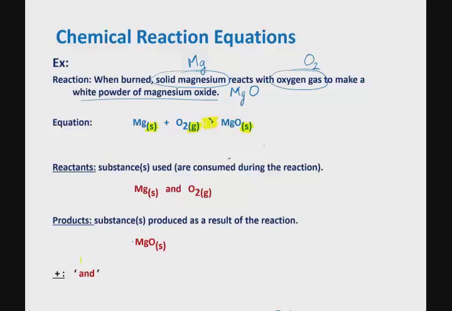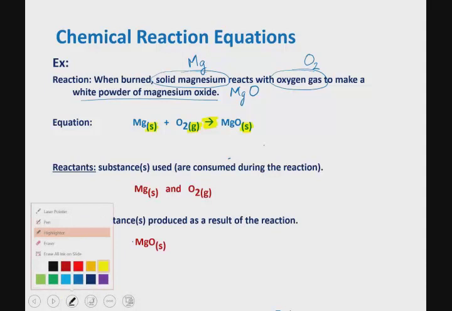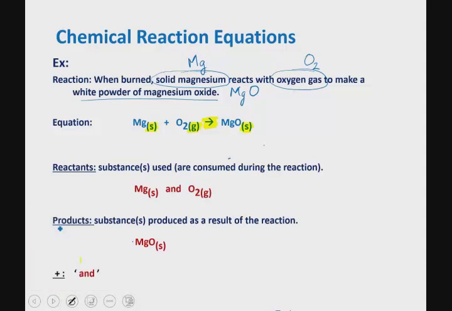The arrow indicates the direction of the change. The reactants will always be on the tail end of the arrow, and the products will always be on the head end of the arrow. So the arrow gives us the direction of that transformation.